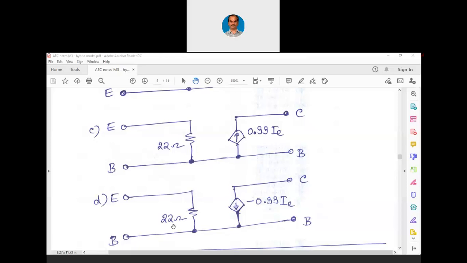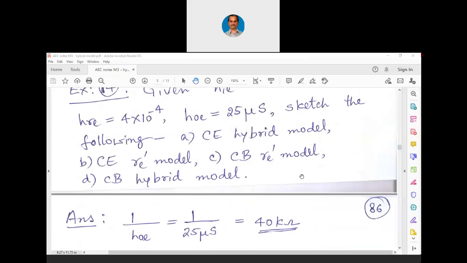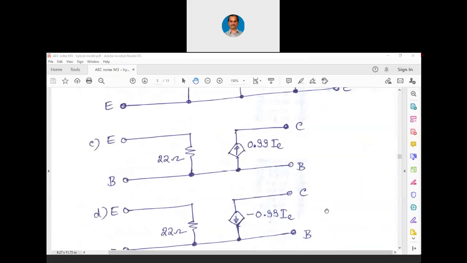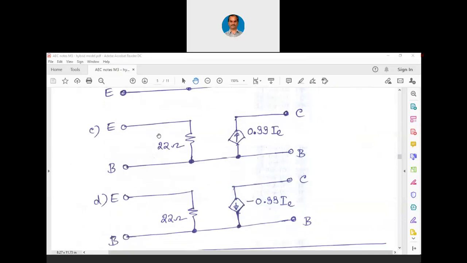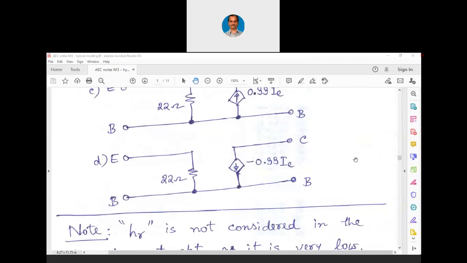We can write 22 ohms and, sorry, this is the hybrid model. What is the order given here? Common base RE dash model, common base hybrid model, correct. So this is the RE model, where we consider the current direction the same. But in the hybrid model, we have been taking the current direction in the reverse way. So we can write minus 0.99 into IE. This way we can write the equivalent diagrams or equivalent models for all these four.